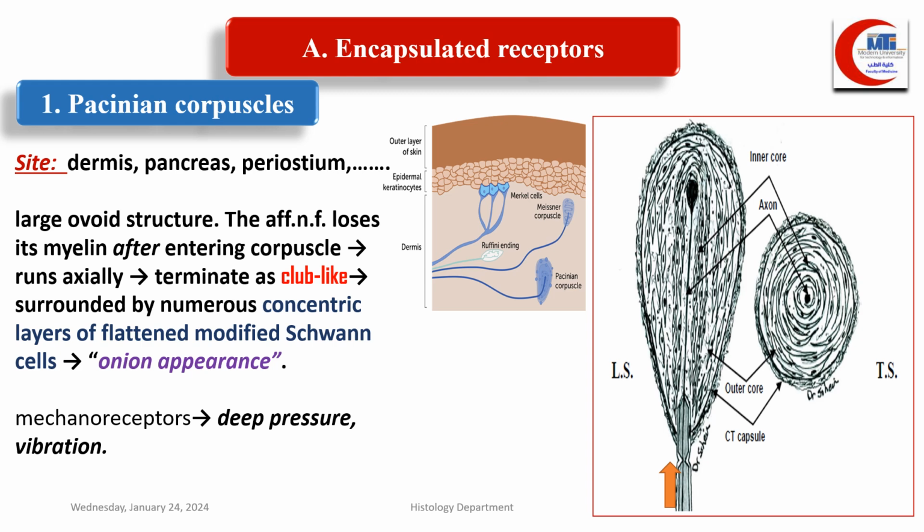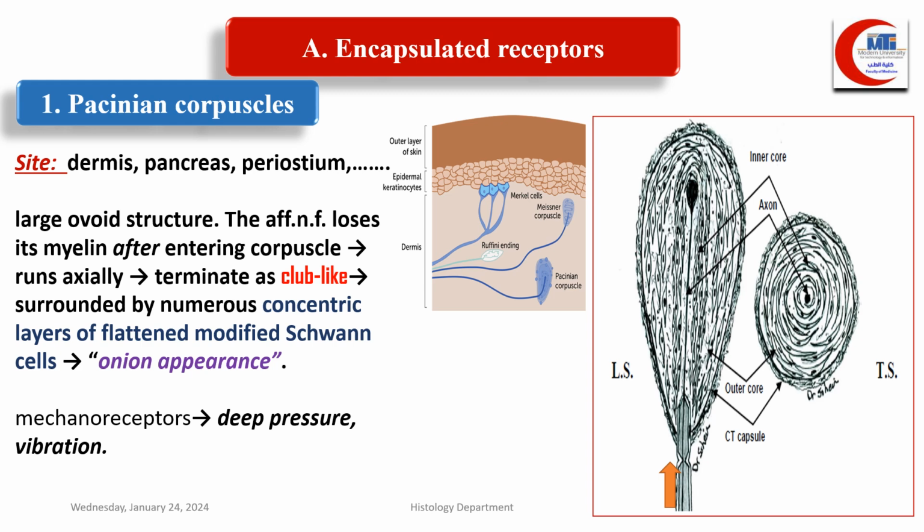the Pacinian corpuscle. Then after that, it runs axially to terminate at the end as club-like, as we can see in the photo, which is a longitudinal section. Here on the right side, we can see two sections in the Pacinian corpuscle. The right side is TS, which means transverse section, and the one on the left side is LS, that means longitudinal section.